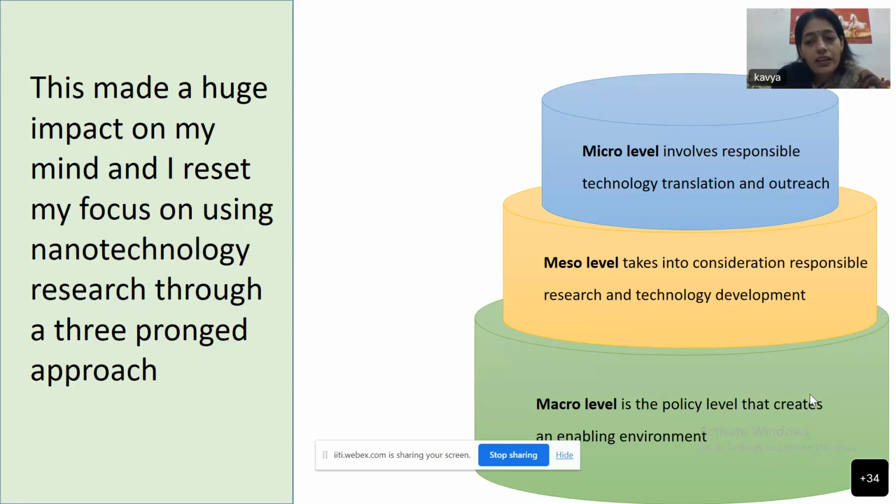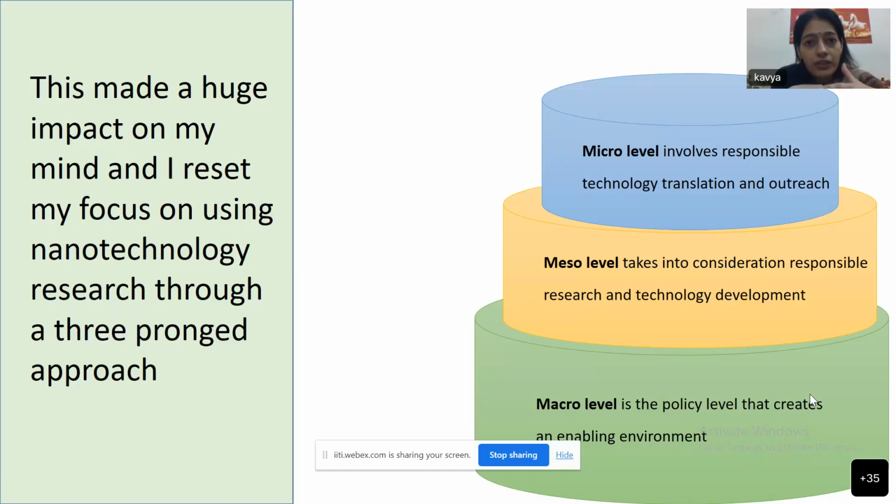Then meso level, it takes into consideration the responsible research and technology development. That means if I'm operating at micro level, I would never feel that the last mile is disconnected. The last mile impact: first, the need of the technology; second, the awareness about the technology; third, the impact of the technology; fourth, residue of the technology; and fifth, retracting of the technology will always be on my mind and had been on my mind in every experimental planning which I had been doing.